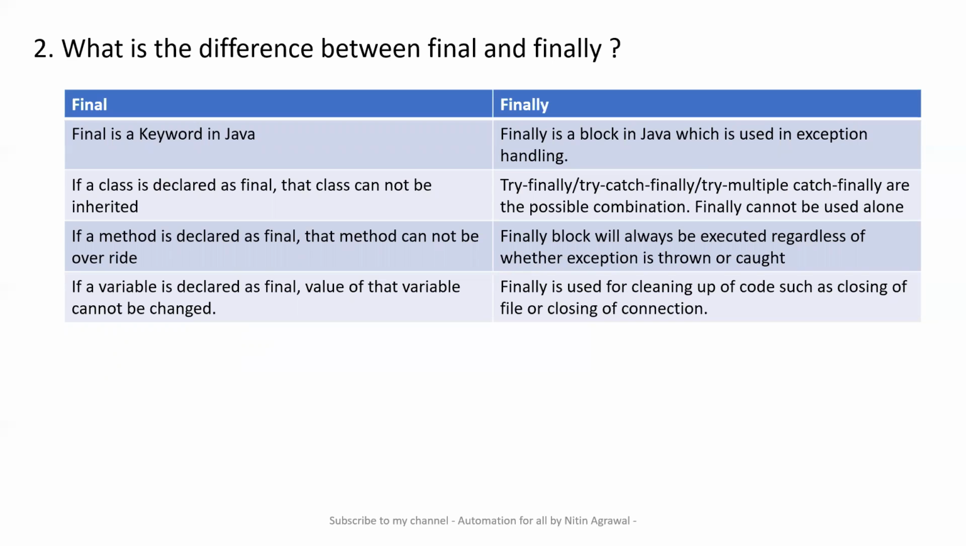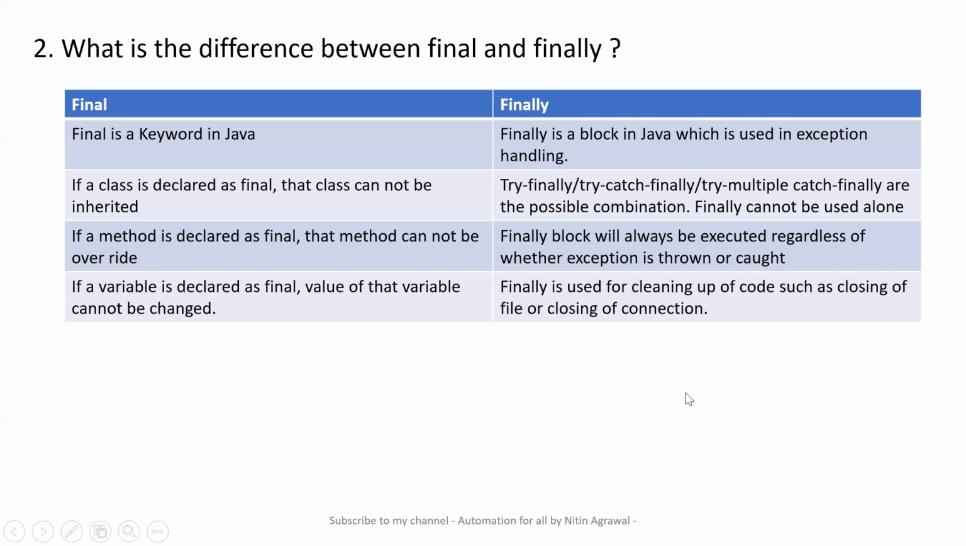And finally is a block in Java which is used in exception handling. It can be used with try, it can be used with try catch, it can be used with one try and multiple catches. So these are the possible combinations. Finally cannot be used alone. Finally block will always be executed regardless of whether exception is thrown or caught. And finally is used for cleanup of code such as closing of database, closing of file, or closing of any connection.